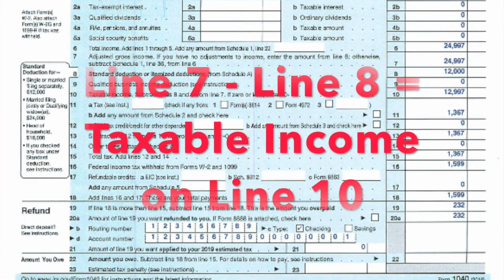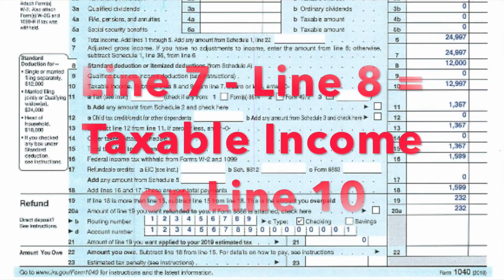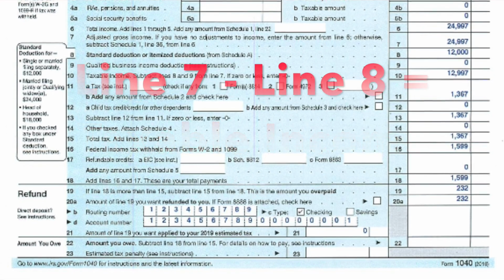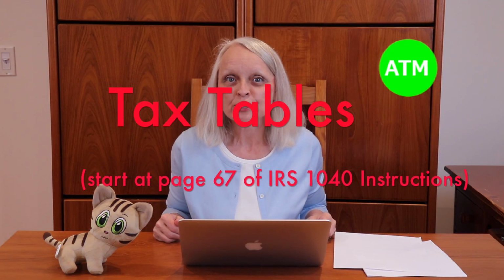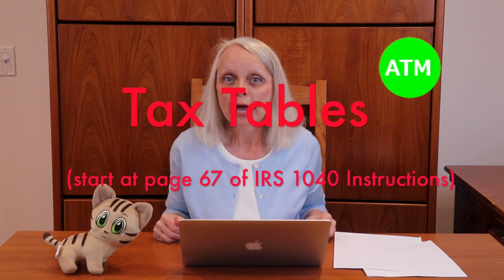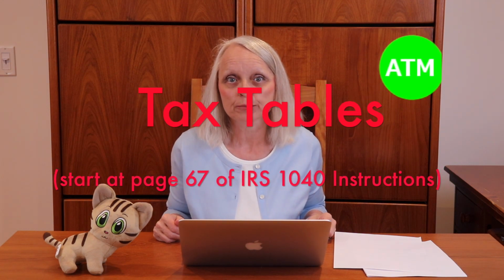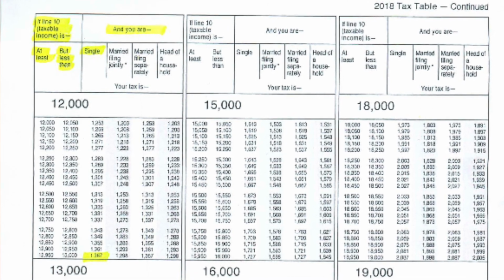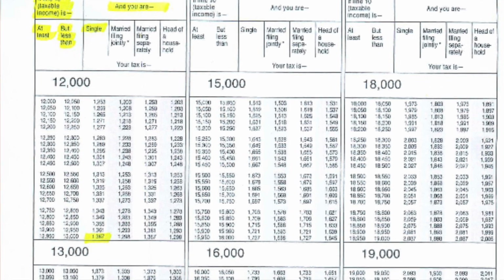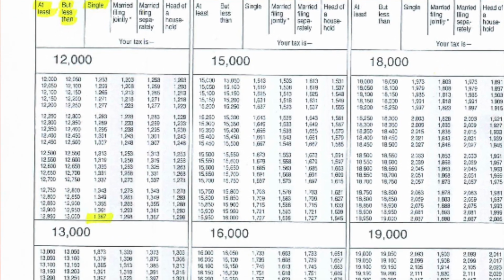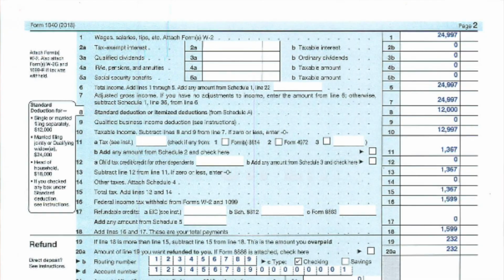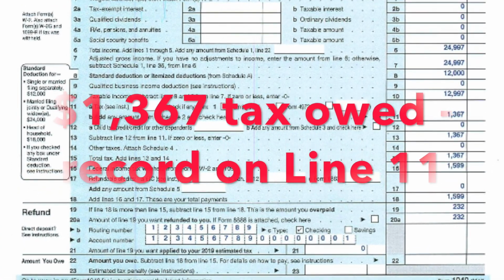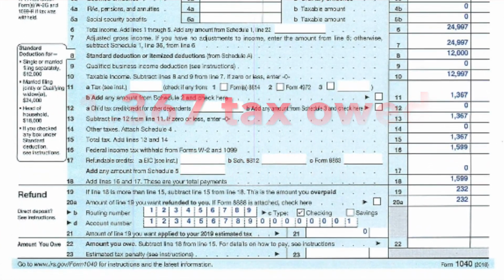We figure that by taking the number on line 7 and subtracting the standard deduction of $12,000. So Susan has a taxable income of $12,997. Now Susan has to look up the federal income tax she owes. Like most taxpayers, she goes to the tax tables in the IRS 1040 instructions that list income categories in increments of $50. She finds the taxable income of $12,997 in the IRS column for single or married filing separately, and guess what? She owes $1,367 in federal income tax. She records that on line 11.